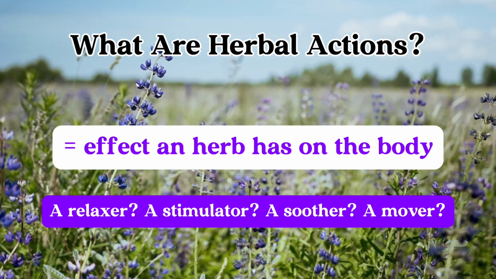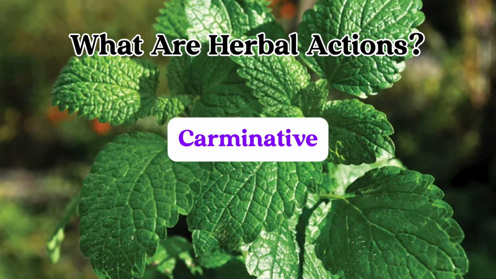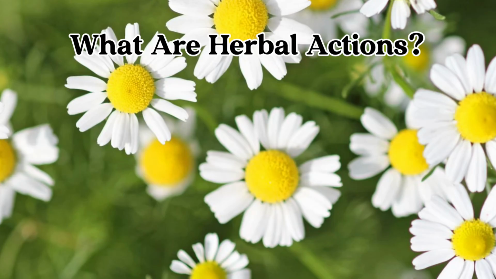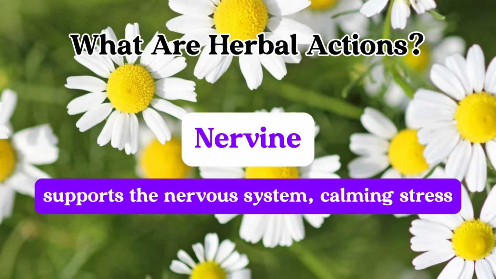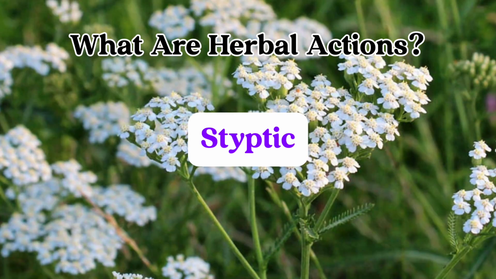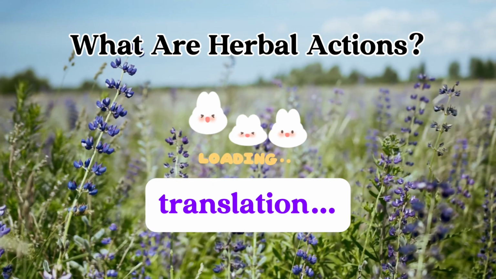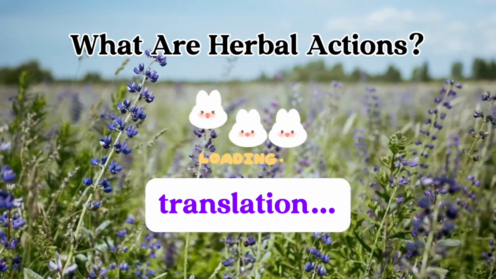For example, peppermint's action is a carminative, which means it helps relieve gas and bloating. Chamomile's action is a nervine, which means it supports the nervous system, calming stress. Yarrow's action is a styptic, which means it helps stop bleeding. It's way less intimidating when you translate it into real life terms.